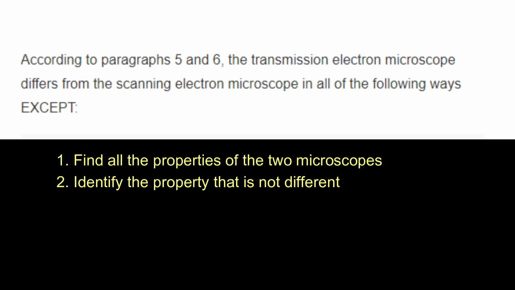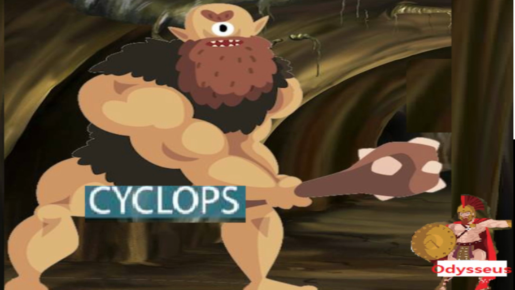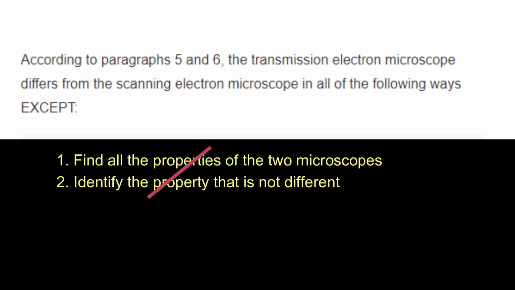different. But wait, don't jump right into reading the passage to find the properties of the two microscopes. I see many students do this, but it is not a smart strategy. Finding all the properties of each microscope can take a lot of time, and you might get confused under the pressure of time. You need to approach TOEFL reading questions like Clever Odysseus, not with the brute force of Cyclops. So let's reason about the question clearly.